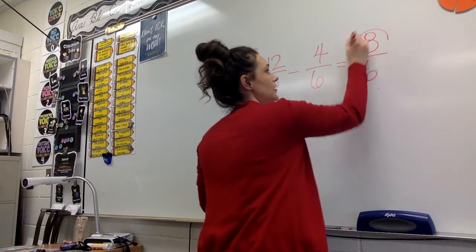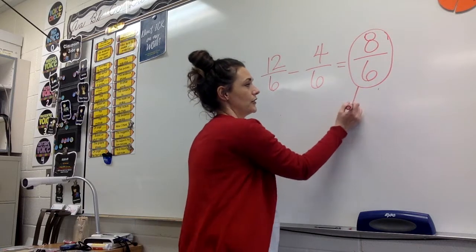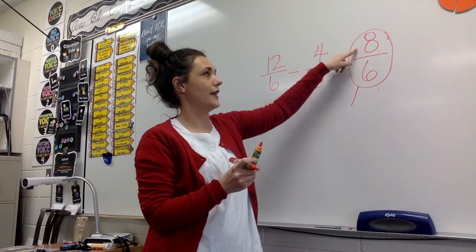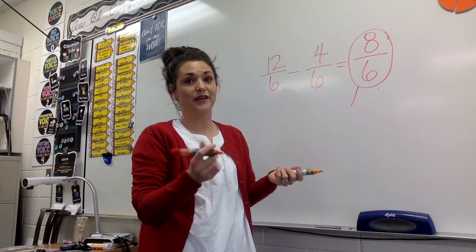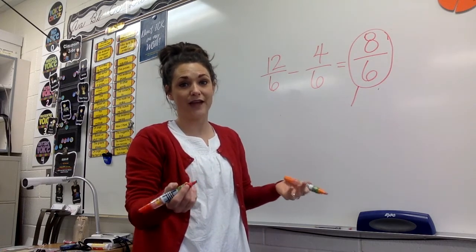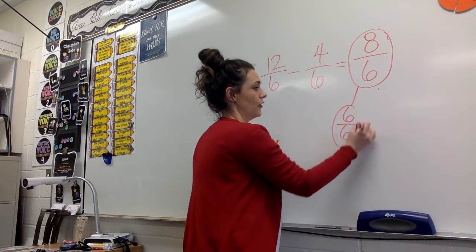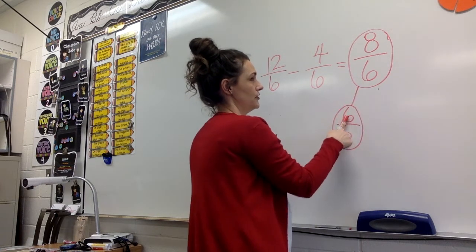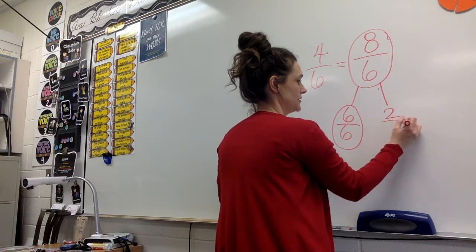Okay, so we're going to take that and pull that whole number out. How do we pull a whole out of 8/6? Well, we've got to look at that denominator, and the denominator tells us how many we need to make a whole. So we're going to have 6/6. There's our whole. And what's left over to bond with that? Well, we've got 2/6 left.